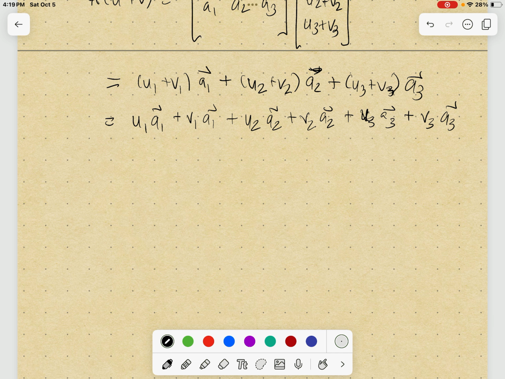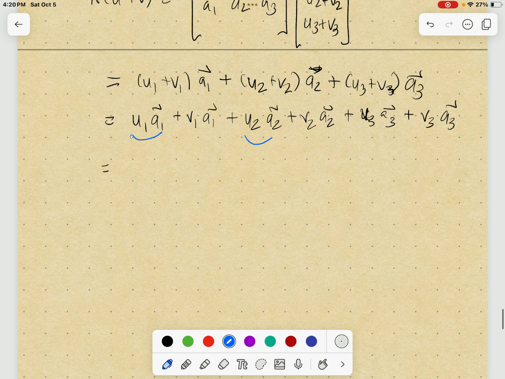All right, so I have this, and then I can rearrange this. Let's combine. What I'm trying to do is make this match A times u plus A times v, right? And if you think about what A times u is, that's just going to be u1 a1 plus u2 a2 plus u3 a3. And do I see that here? Yes, right? I see a u1 a1 here, a u2 a2 there, and a u3 a3 there. And then the remaining terms are my v1 a1, v2 a2, and v3 a3.